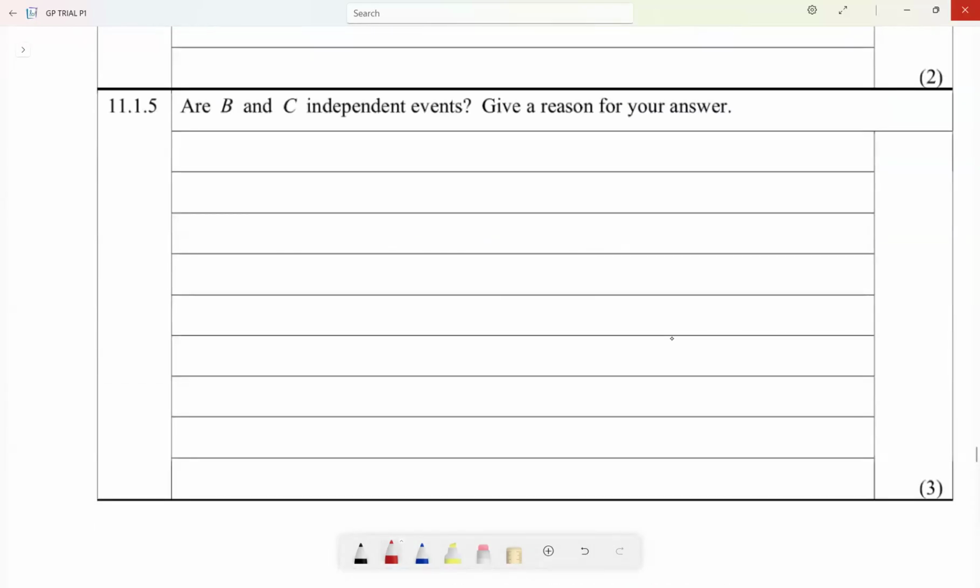Are B and C independent? We need to make use of this statement. What do we mean when events are independent? The events are independent if the probability of A and C is equal to the probability of A multiplied by the probability of C. But now the question is, are they independent? We need to prove it. When you prove, you do not start with this statement. You start with the left-hand side and then come to the right-hand side.